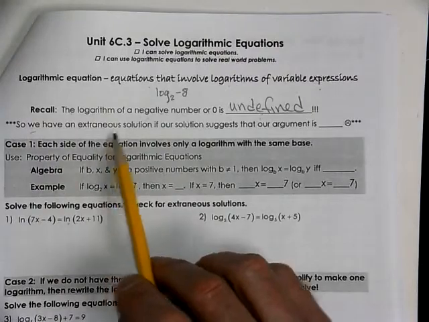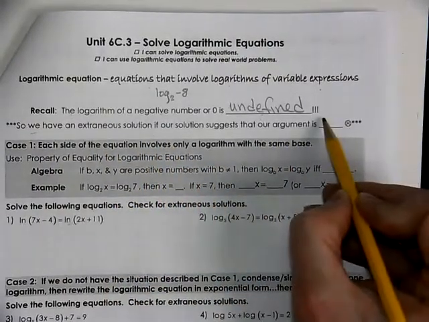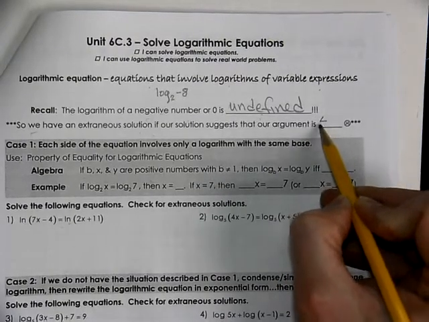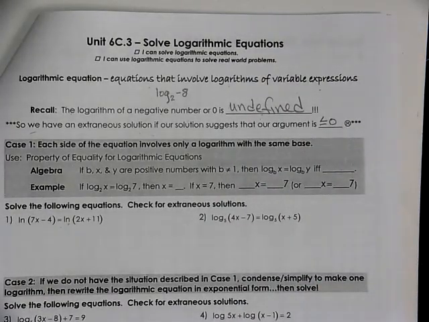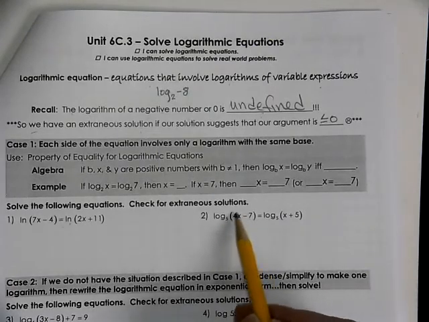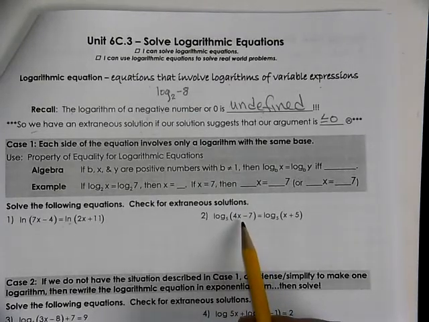So to check for extraneous solutions, we've got to check if our argument is less than or equal to 0. The part that's inside the expression, when we plug our x in, the question is: is that going to be negative or is that going to be 0? If that happens, then that solution is extraneous.